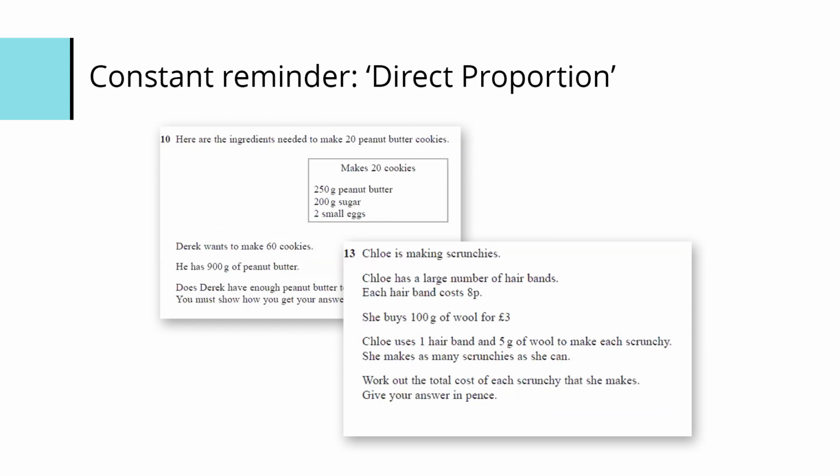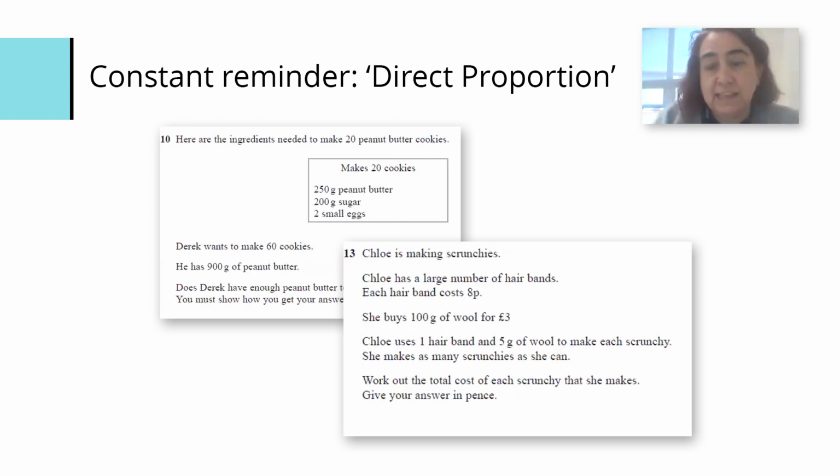These are from the November papers just gone, just 2 on the first paper I opened. You've got a recipe there. Yeah, direct proportion. I had my students writing 20 cookies on one side, peanut butter 250. 20 goes to 60 by times by 3, 250 times by 3 is 750, got 150 left over, job done. Nice, simple organisation.